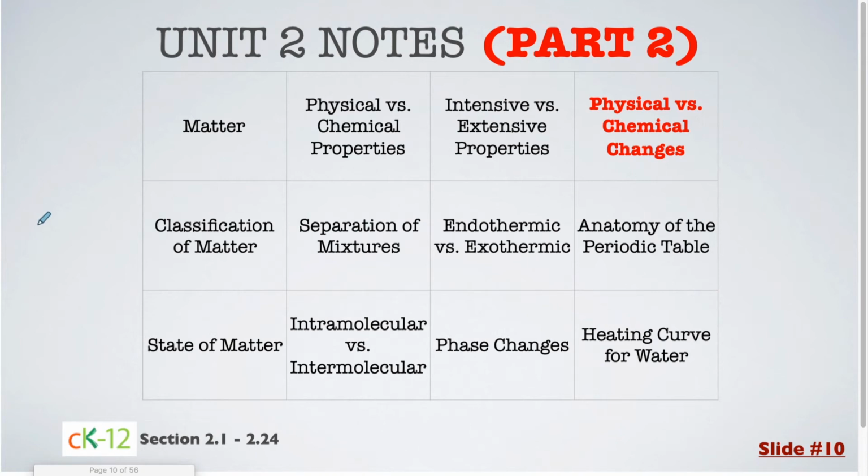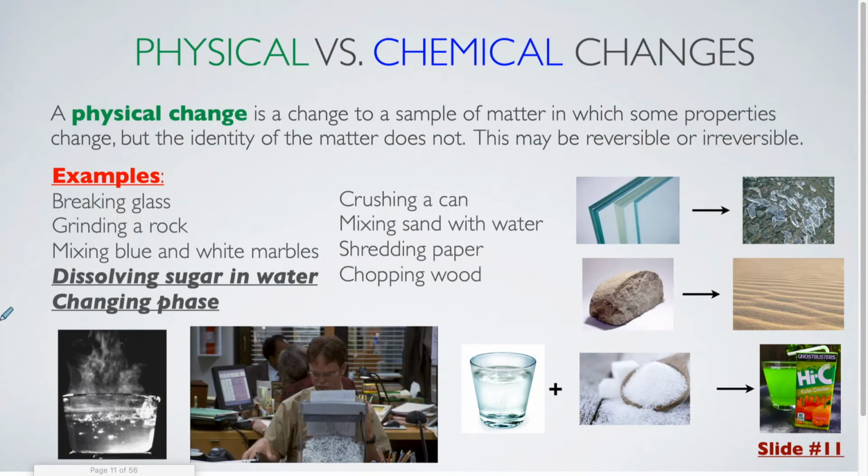In part 2 of the Unit 2 notes, we will be covering physical versus chemical changes. A physical change is a change to a sample of matter in which some properties change, but the identity of the matter does not. This may be reversible or irreversible.